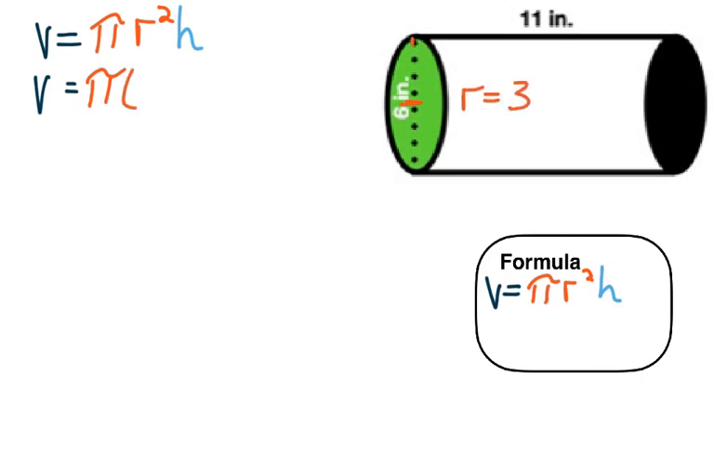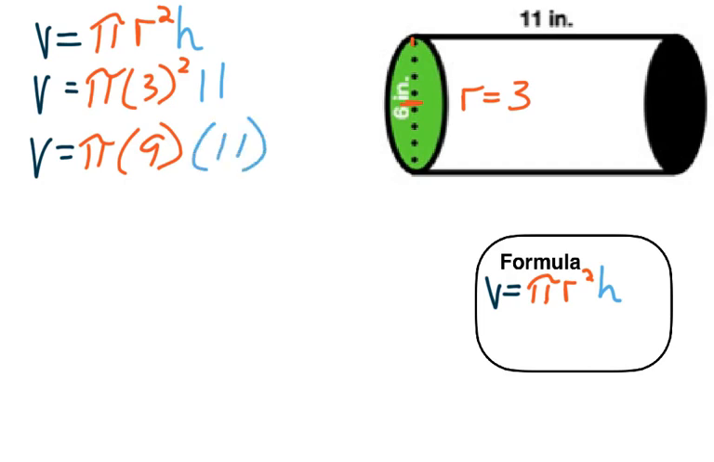So when I write this, I'm going to go 3 squared times the height, which is 11. So let's start doing some math. So volume equals pi times 3 squared. 3 squared is 3 times 3, which is 9. So I'm going to put 9, times, I'm going to do a parentheses here because that means multiplying, 9 times 11, and we can continue with this.